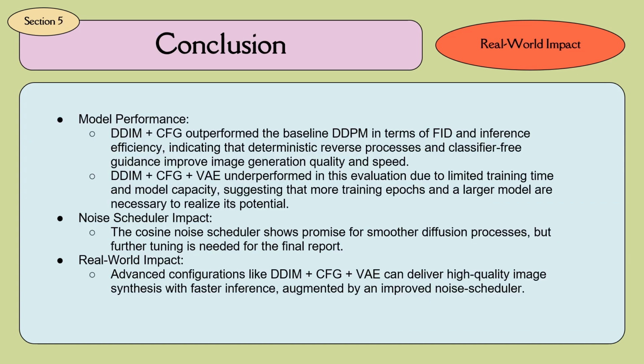In conclusion, DDIM plus CFG outperformed the baseline DDPM in terms of FID and inference efficiency. DDIM plus CFG plus VAE underperformed, but we believe this is because of limited model capacity and training time, which we will continue to do for the final report. For the noise scheduler, the cosine noise scheduler shows promise, but further fine-tuning is needed. In terms of our real-world impact, being able to show advanced configurations like DDIM and CFG plus VAE can deliver high-quality image synthesis with faster inference, especially when combined with a better noise scheduler.